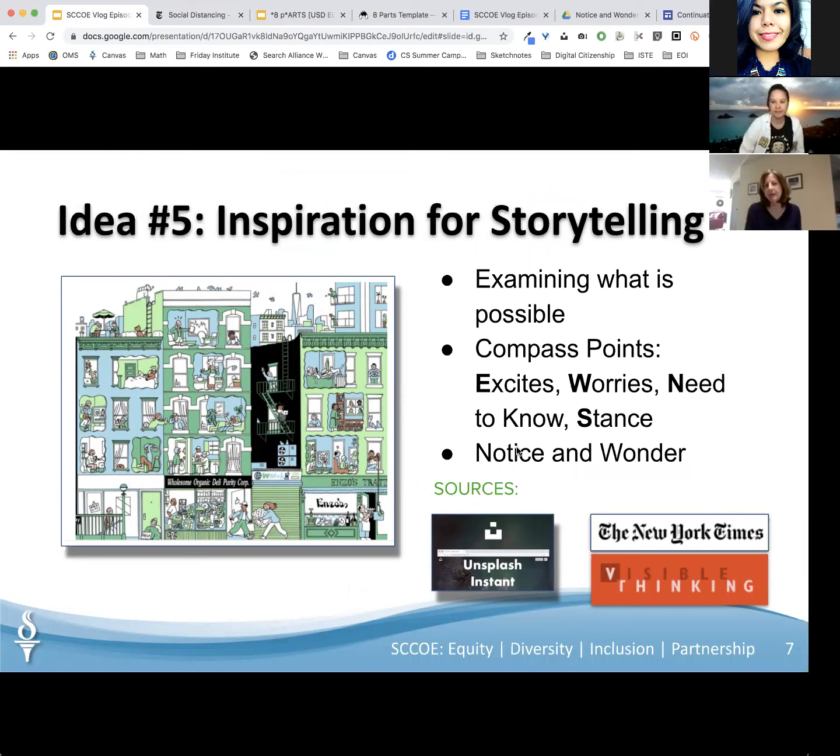But if I was a teacher with students, I'd ask them, what excites you about this picture? What engages you and makes you interested in what goes on there? What worries you? What are you thinking about? What do you need more information about? And can you come up with some sort of statement about what's happening here, and really have that statement be a personal one, a judgment call.